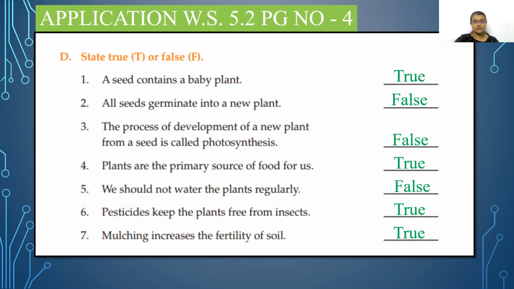Fifth one, we should not water the plants regularly. No, we should water the plants regularly. So this statement is false. Sixth one, pesticides keep the plants free from insects. So this statement is true. Yes. Seventh one, mulching increases the fertility of soil. What about this statement? This statement is true, right?